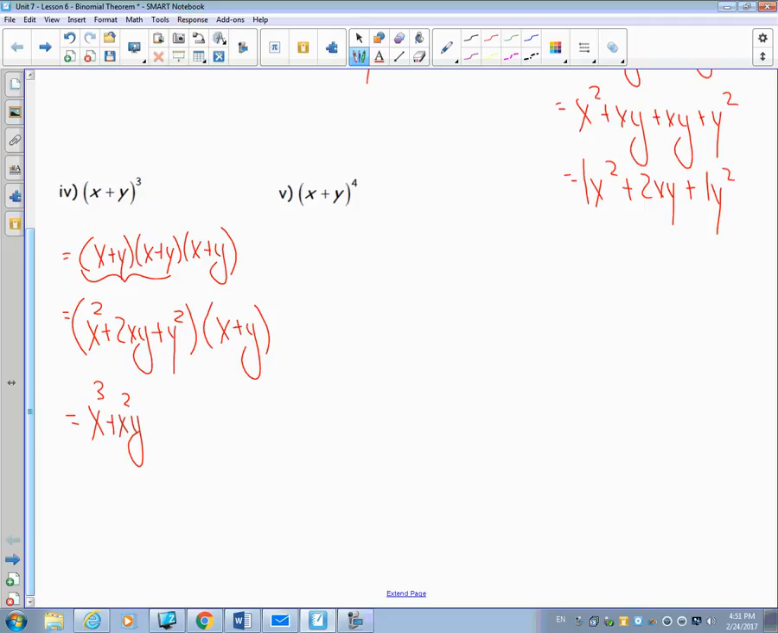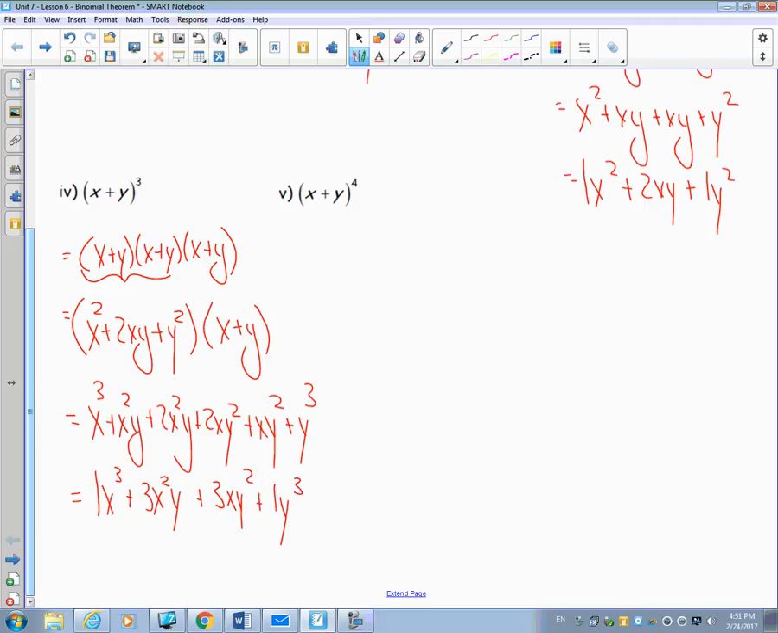And then we do the 2x times x. So 2x squared y plus 2xy squared. And then we do the y squared part. So we'll get xy squared plus y cubed. If I collect that, I end up with 1x cubed plus 3x squared y plus 3xy squared plus 1y cubed. Which, okay, it wasn't hard, but it's starting to get a little bit more time consuming here.